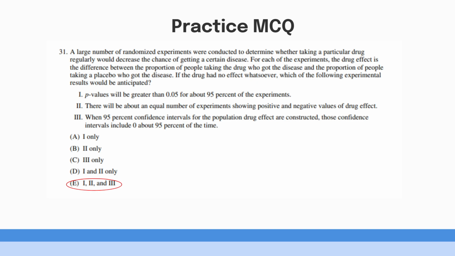So when we're looking at the interpretation of a confidence interval, we're saying that about the confidence level of the time, it will capture the true proportion or difference of proportions. So in this case, the true difference of proportions is 0. So when we're constructing 95% confidence intervals, 95% of the time we will capture 0, which is our true parameter, right? So that means 1 and 2 and 3 are all correct.